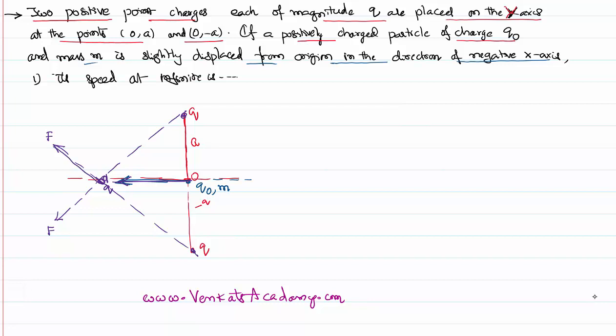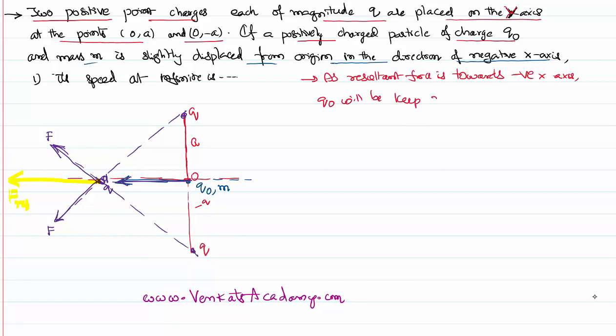But look at the direction. This is force 1, this is force 2. Automatically, their resultant force will be somewhere in between them. This is the direction of F resultant. As there is a resultant force acting towards the left, that is towards the negative x-axis, q0 will keep moving in that direction.